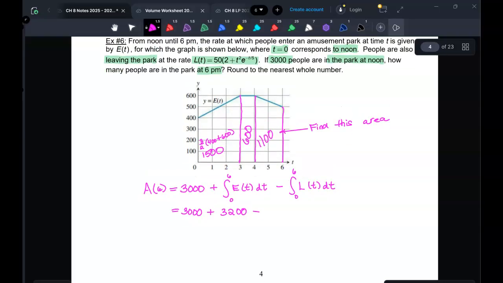Now we have to do this part on our calculator. So on your calculator, integrate from 0 to 6 of 50 times 2 plus t squared times e to the negative t over 5.